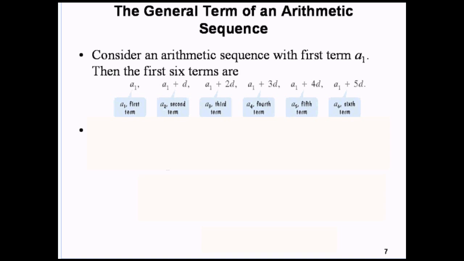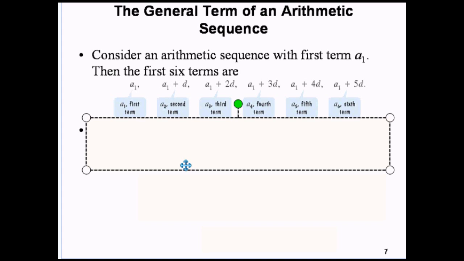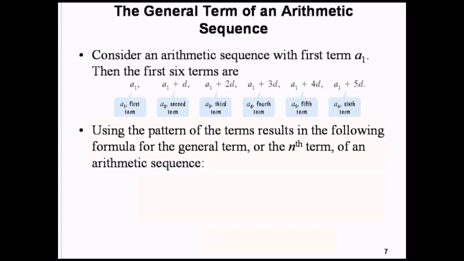The second term is just a 1. The third term is a 2. So the number of the term has 1 less D. Okay? So in order to find the general, like if there's a formula, the nth term is this right here. So this would be like the 5th term or the 10th term.